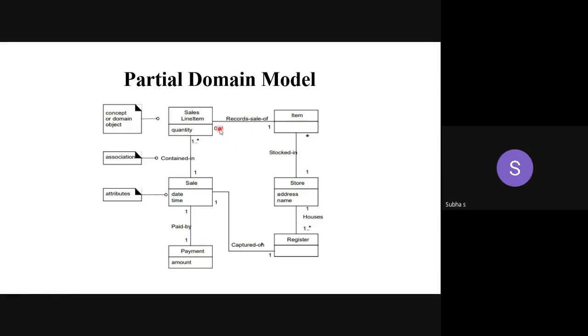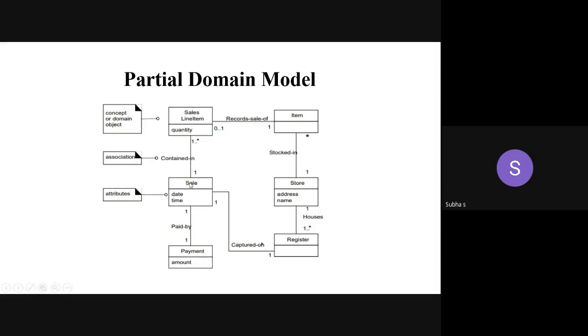Yes, and you are using multiplicity. This records sale of is the verb class. That means the sales line item records the sale of what? Item. In the first class I told you, teacher teaches the student. Teaches is the role of the teacher, the action that is going on. Similarly, how are the sales line item and sale associated? A sales line item is contained in the sale. A sale can be paid by making some payment. A sale is captured on the register. Like this, you have to correlate the entire diagram.